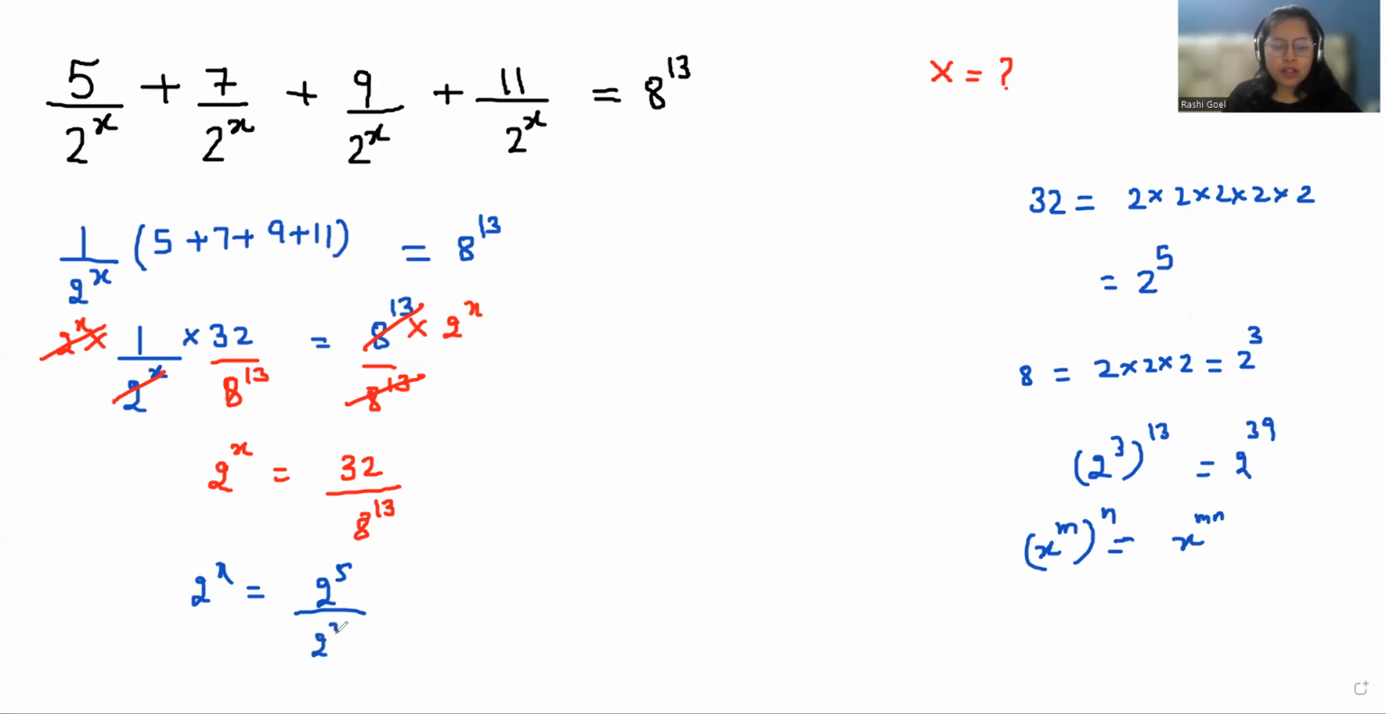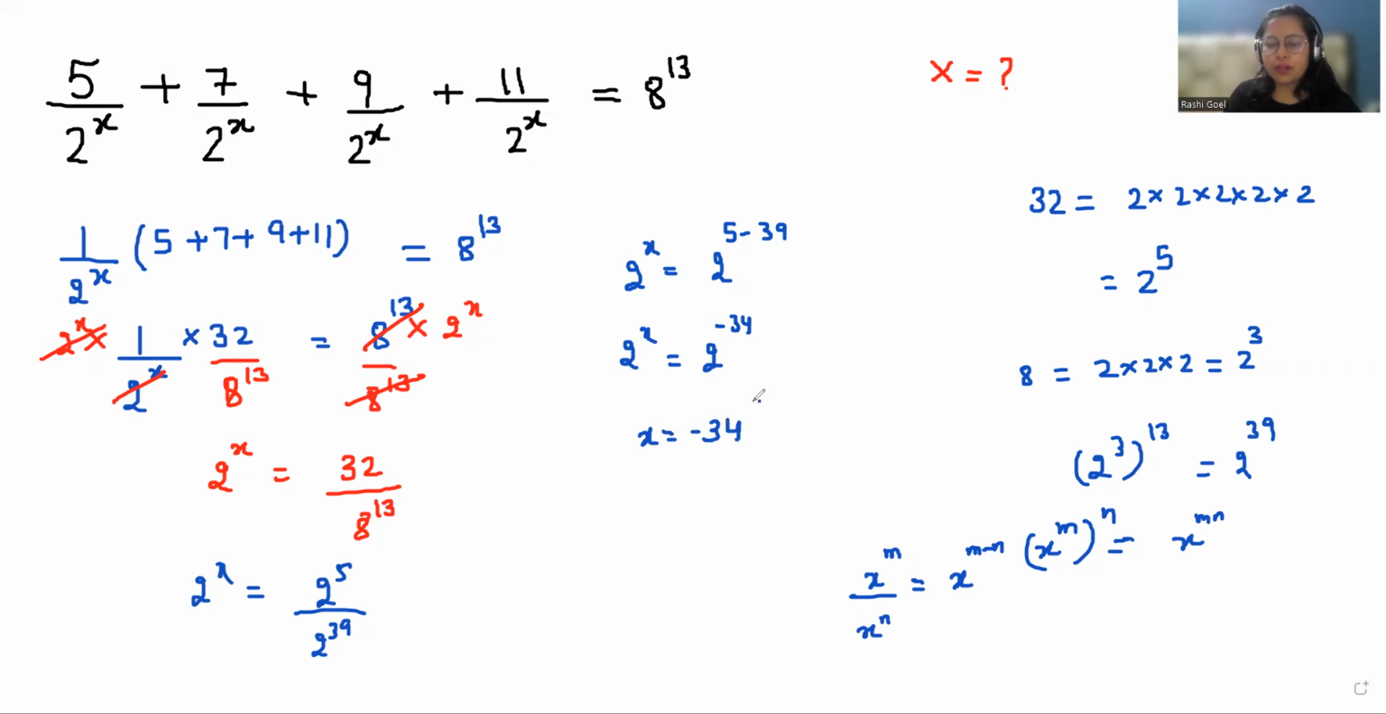So 2^39. So 2^x is equal to, here I am going to apply the quotient rule, that is x^m divided by x^n is equal to x^(m minus n). So we can write it as 2^(5 minus 39). So 2^x is equal to 2^(minus 34). So if we compare both sides, if the bases are equal, their powers are also equal. So the value of x is minus 34.